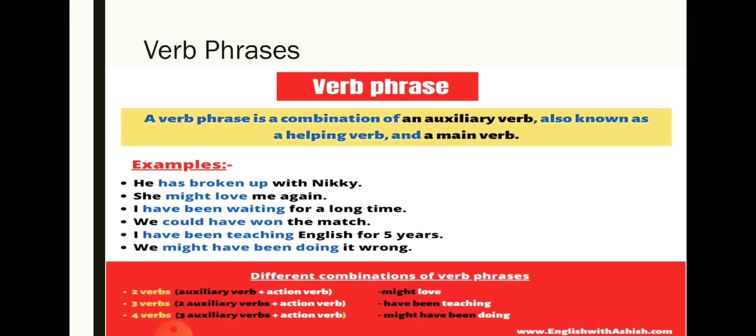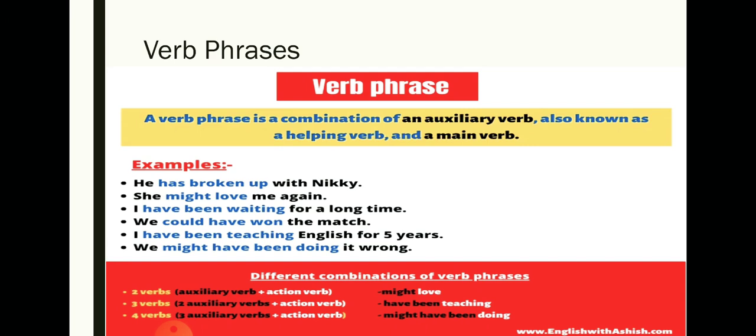The I have been waiting for a long time. Okay, so helping verb. There we could have won the match. Helping auxiliary verb. The I have been teaching English for 5 years. Helping auxiliary verb. The we might have been doing it wrong, and there is an auxiliary verb and modal auxiliary verb. So we have seen that love, waiting, won, teaching, doing, these are the main verbs. So say there are other elements which are helping to make the sentence more clear.